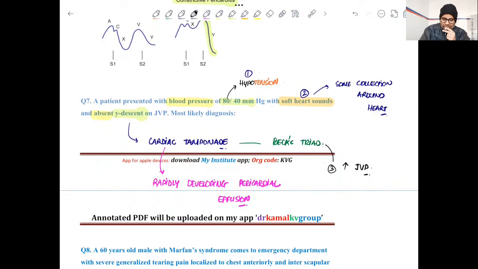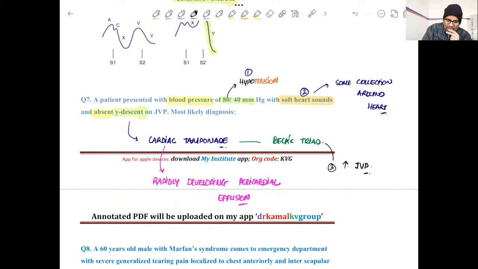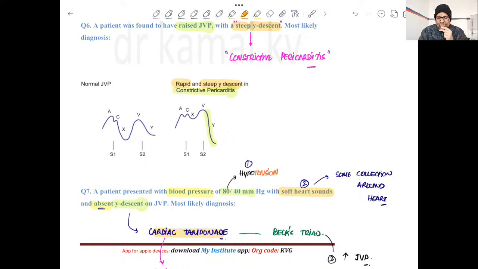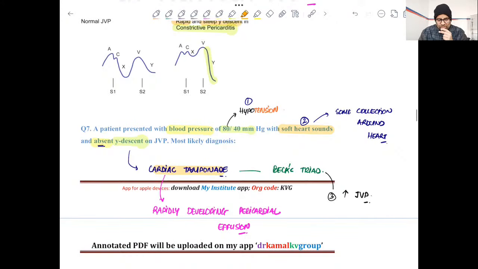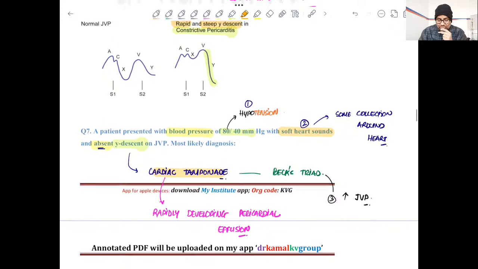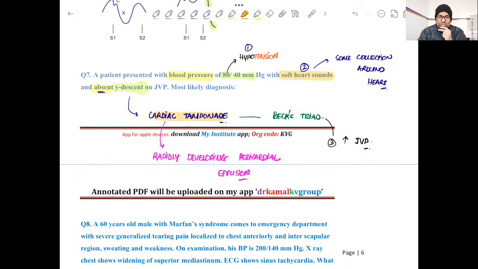So the moment you find this word, absent Y descent, please remember cardiac tamponade, and steep and rapid Y descent, please remember constrictive pericarditis. Now it's all up to you how you can make your mnemonic, but just make sure that you don't mix up between the two conditions, and it's a very important segment from exam point of view.